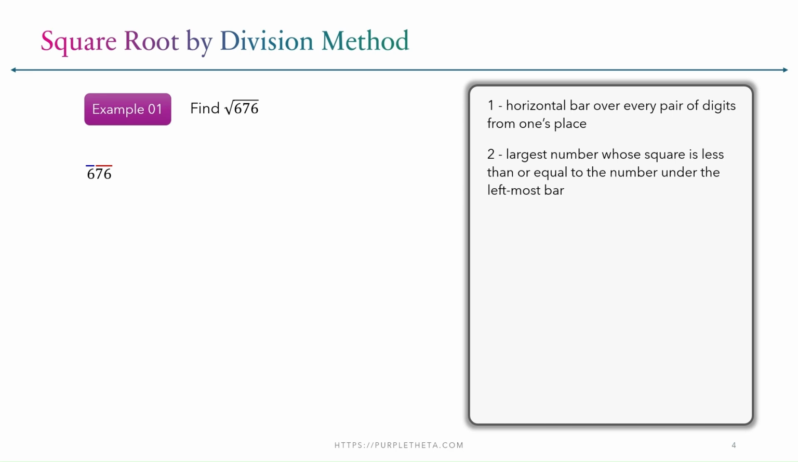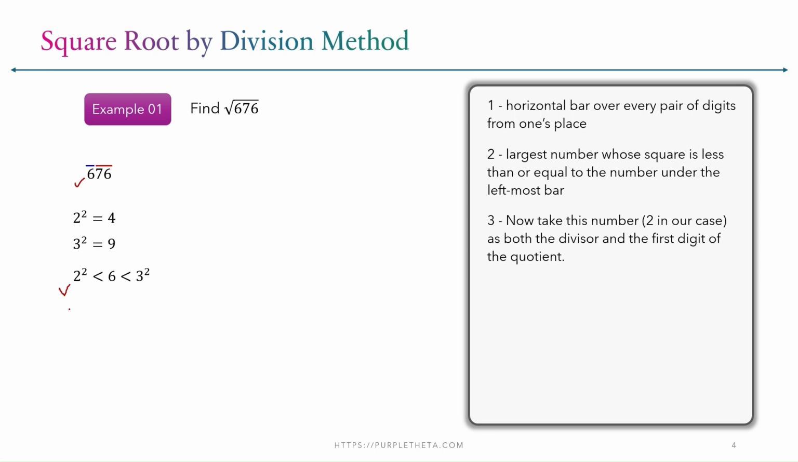Now for the second step, find the largest number whose square is less than or equal to the number under the leftmost bar. Here the leftmost group is 6. We know 2 square is 4 and 3 square is 9. Therefore, 6 comes between 2 square and 3 square, right? Since 2 square is 4 and this is the largest perfect square less than 6, we choose 2 as the first digit of the square root.